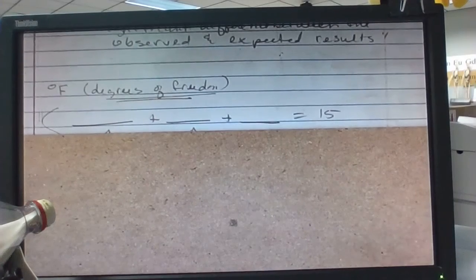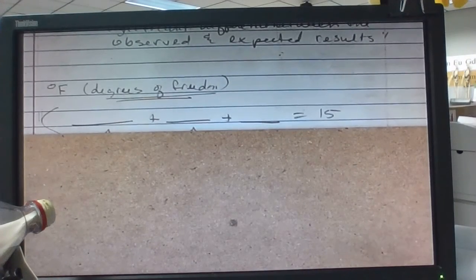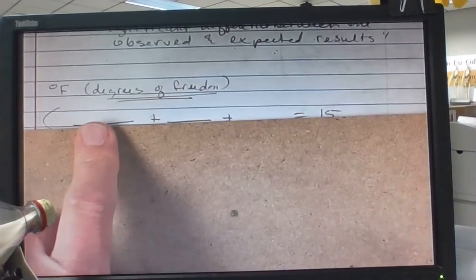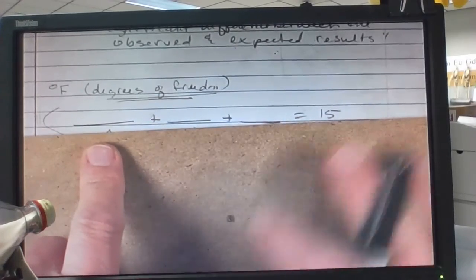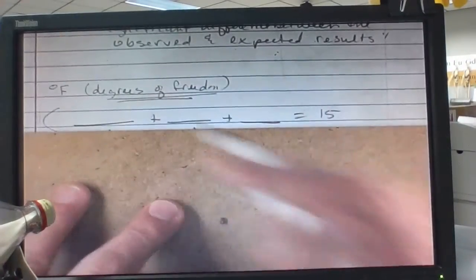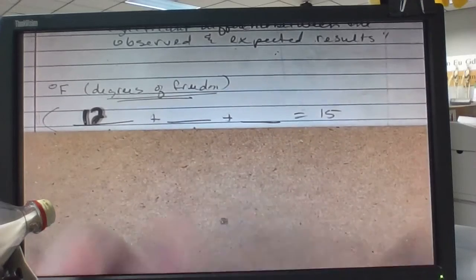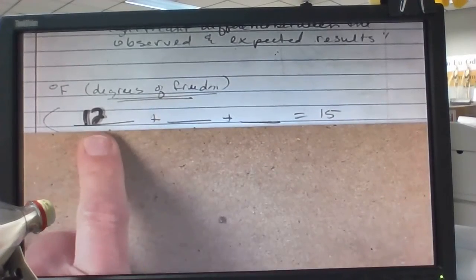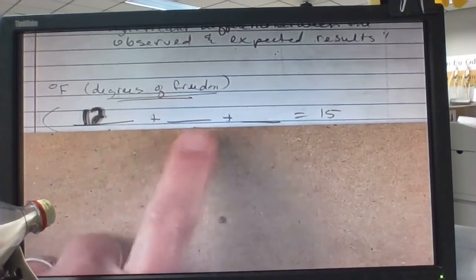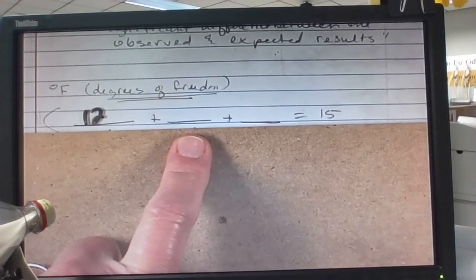So, what could the first number be? Give me a number. Could it be a different number besides 12? Sure could. Okay, but we're going to keep 12 because I like 12.